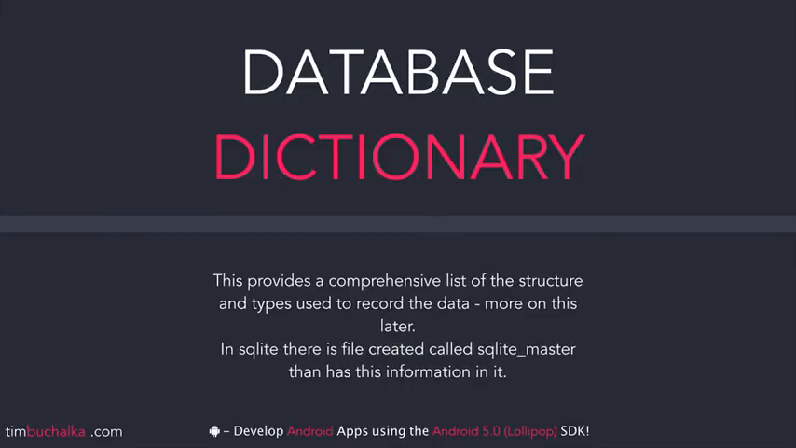Database dictionary. Now this provides a comprehensive list of the structure and types of data that are used in recording the data. More on those specifics later, but in SQLite there is a file called SQLite_master that has this information in it. Now you don't generally need to refer to that or know much about it, but it's there for you anyway, and as we go through the app, you'll see how that sort of works.